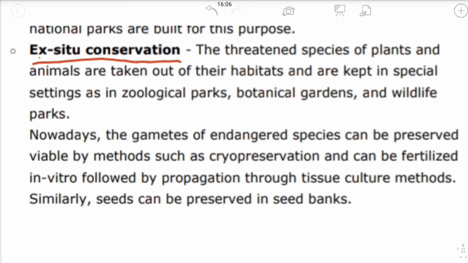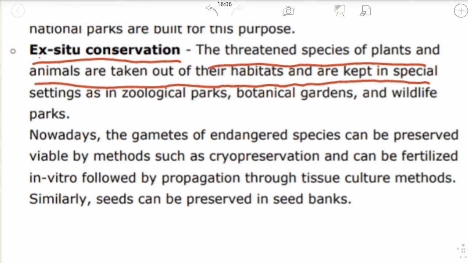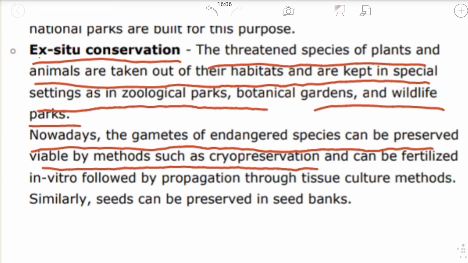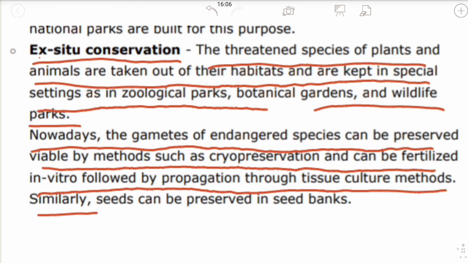Very simple. The threatened species of plants and animals are taken out of their habitats and kept in special settings, as in zoological parks, botanical gardens and wildlife parks. Nowadays, the gametes of endangered species can be preserved by methods such as cryopreservation and can be fertilized in vitro, followed by propagation through tissue culture methods. Similarly, seeds can be preserved in seed banks.